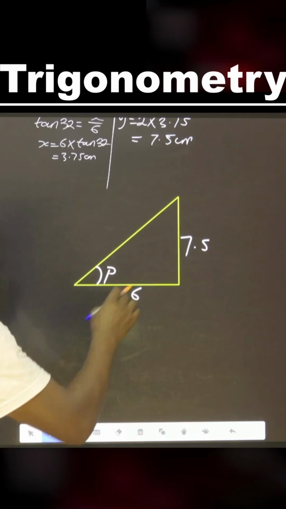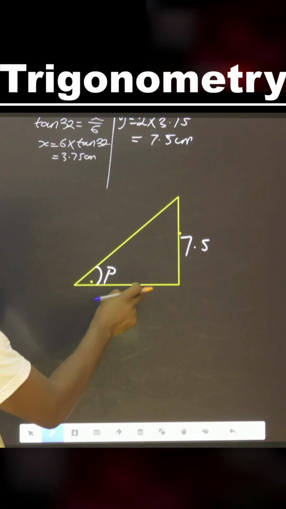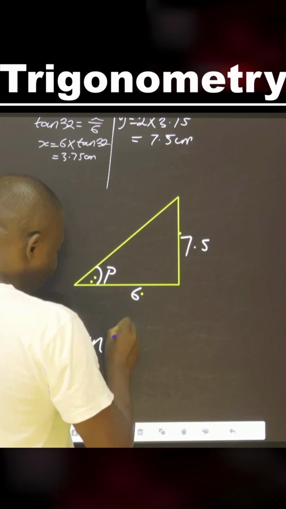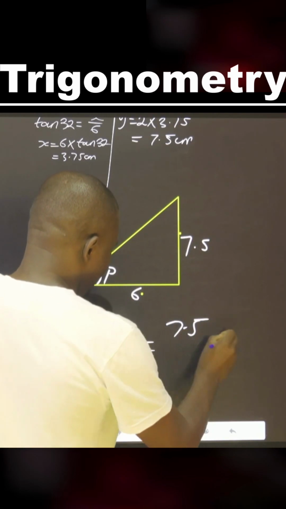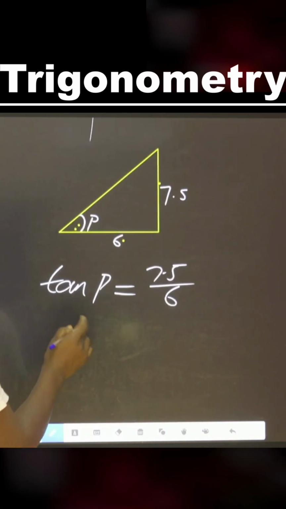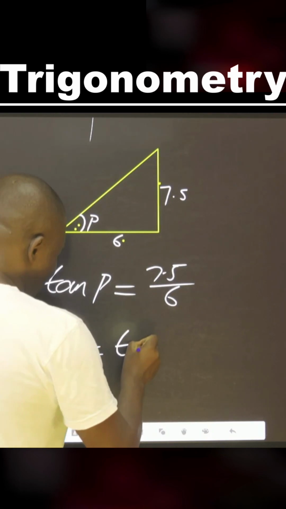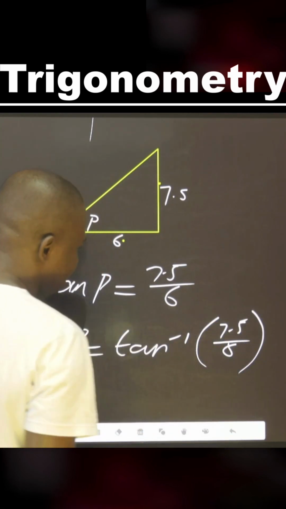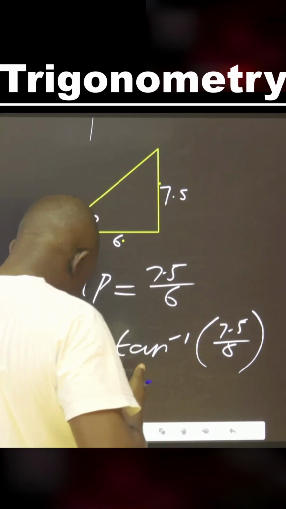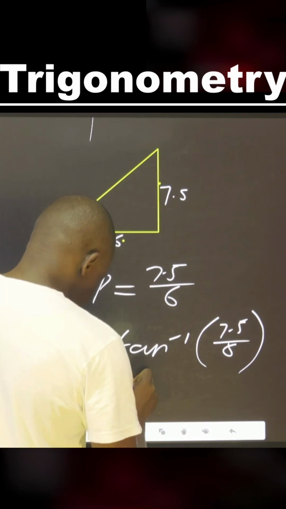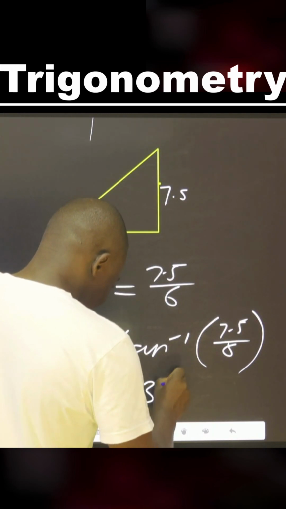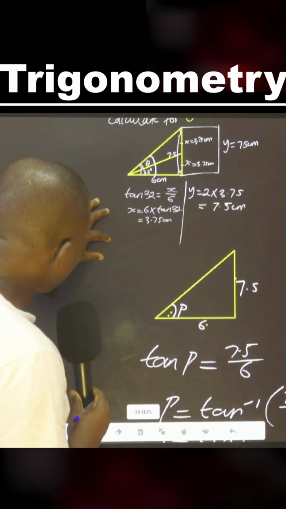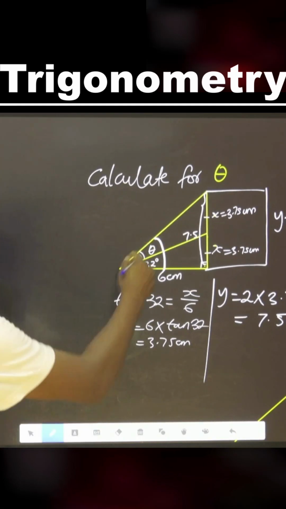Let's do that. This is opposite to this angle. This is adjacent to this angle. That is what? Tan. It means tan P is equals to 7.5 all over 6. Okay? Which is P equals to the inverse of tan 7.5 over 6. Let's use calculator for that. 51.34 in degree.